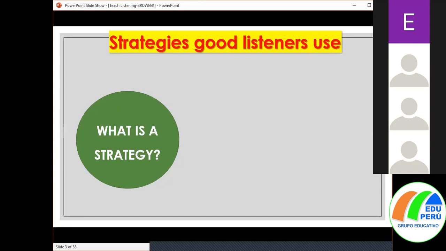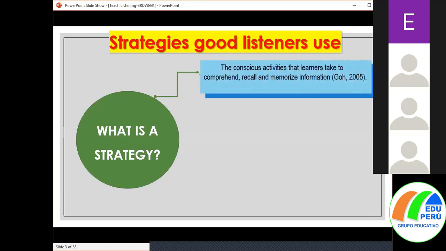So let's see here. We are going to analyze some concepts related to strategy. Remember that we are going to focus, as you told me, more on the aspect of learning and teaching, right? So let's start. Look at this concept of strategy from a famous professor around the world, who is also a linguist. He says that a strategy is the conscious activities that learners take to comprehend, recall, and memorize information.